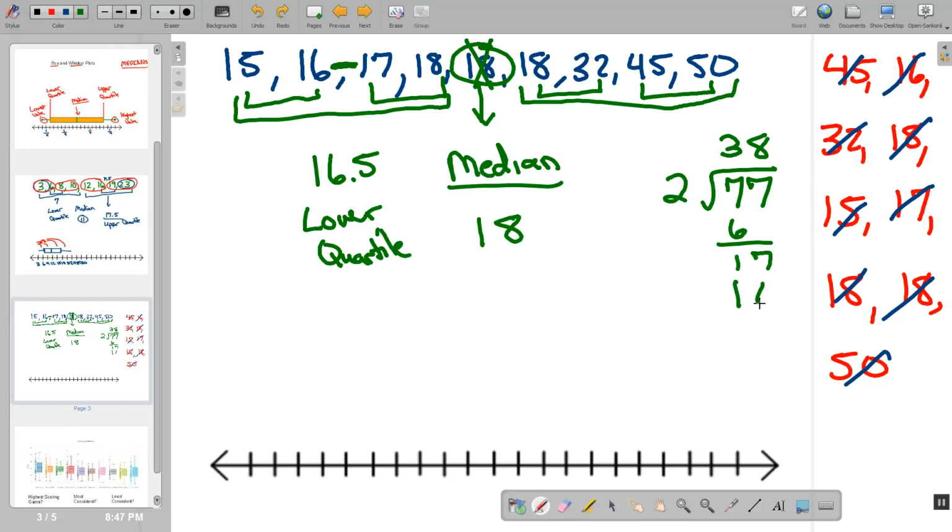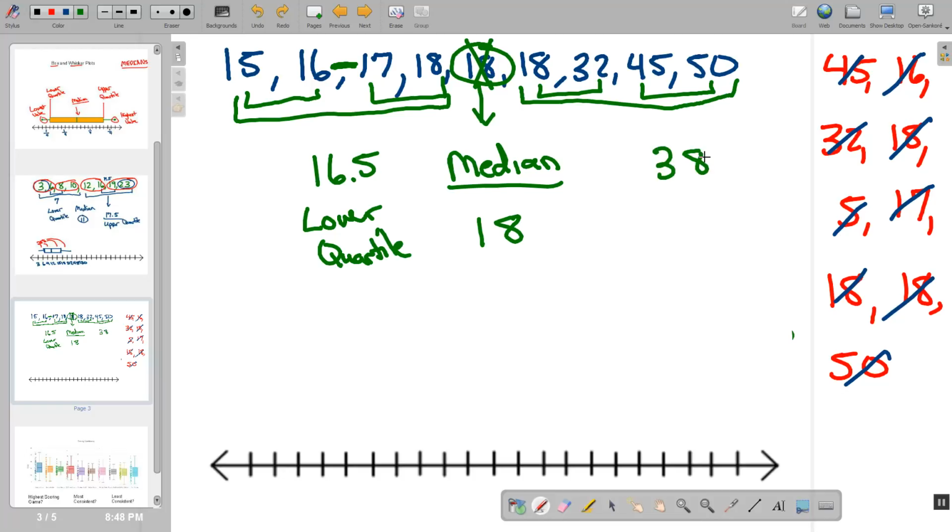38. And I'm going to add a decimal. So it's 38.5 for our upper quartile. And if we think about that, that would be 6.5 away from this number, and then that would be 6.5 away from that one. So that makes sense as our upper quartile.